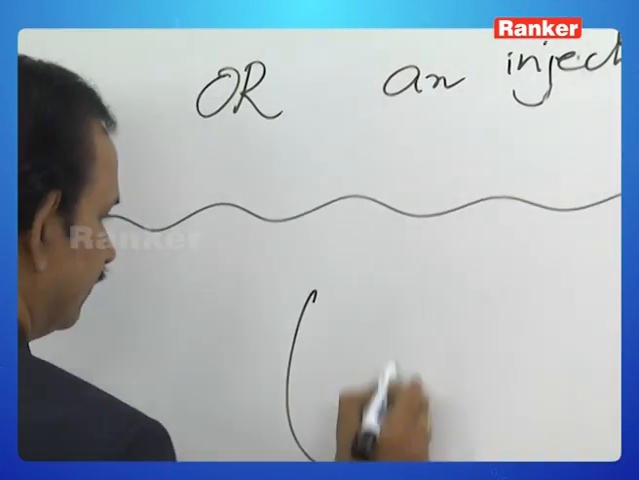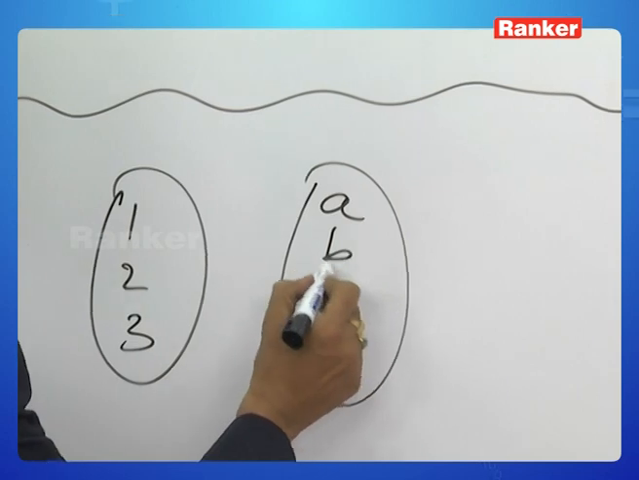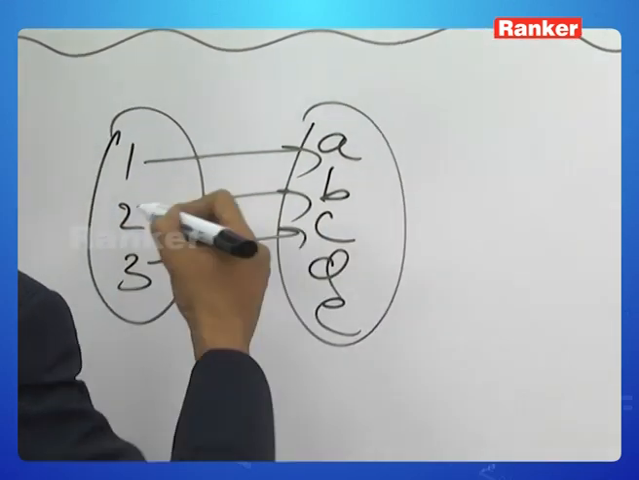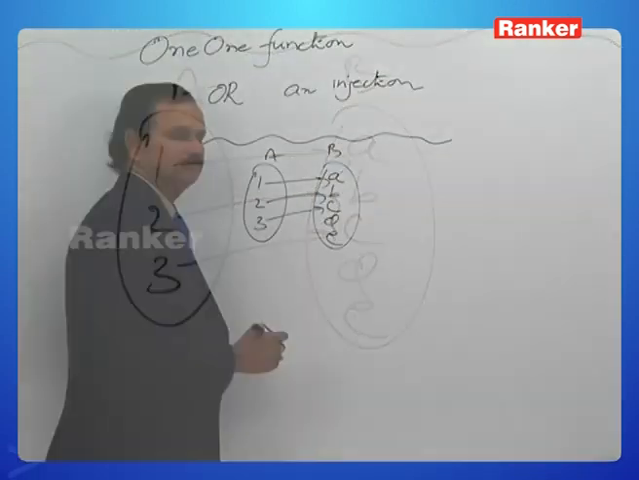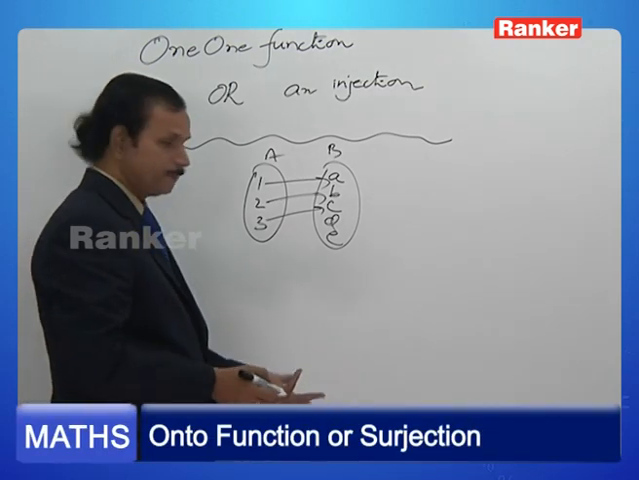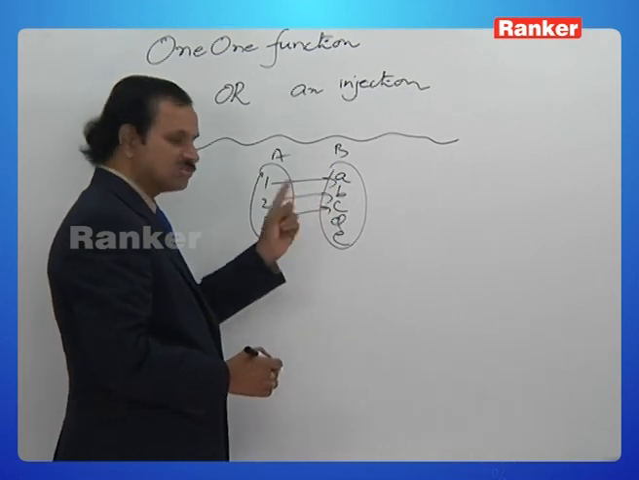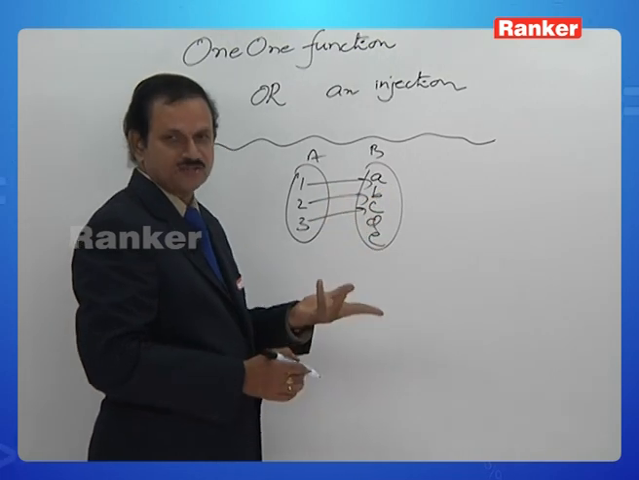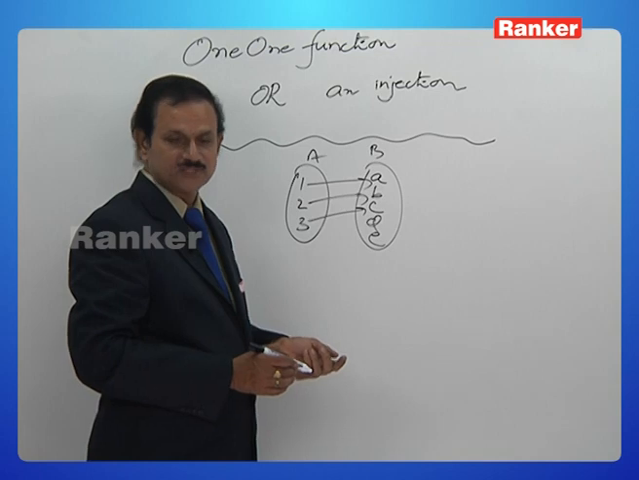Observe this function. 1, 2, 3. A, B, C, D, E. How many elements are there in the domain? 3. How many elements are there in the range? 3. 1 goes to A, 2 goes to B, 3 goes to C. No element here is mapped to 2 elements. Of course, it's a function. No 2 elements have the same image, isn't it?